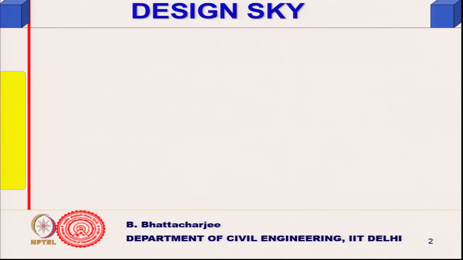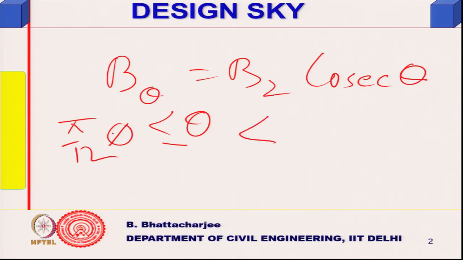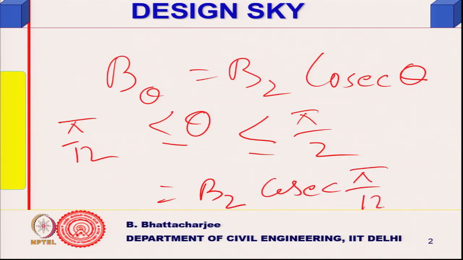So, what I was saying is that we talked about the Indian design sky, and if you recollect, it was B theta equals B z cosec theta, for theta from pi by 12 to pi by 2, and for theta greater than or equal to pi by 2 it equals B z cosec pi by 2, and B z cosec pi by 12 for theta from 0 to pi by 12.